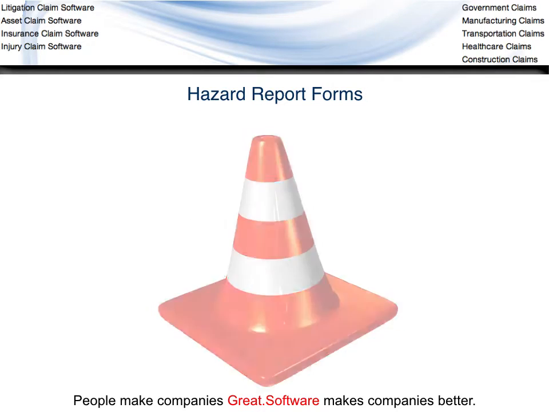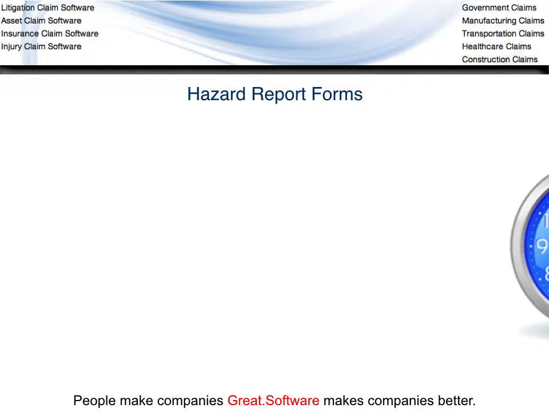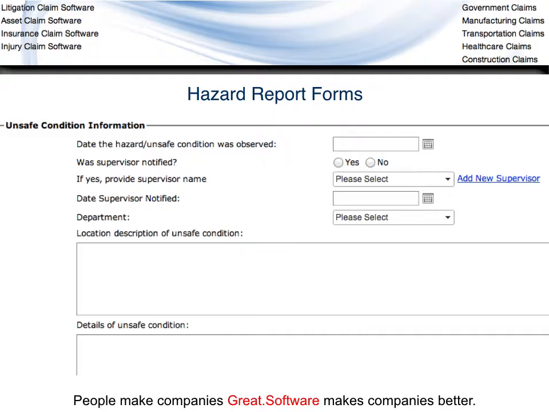A1 Tracker offers hazard report forms. This allows end users exposed to the hazard to report the hazard in a timely manner so that the hazard notification is routed to the correct facilities or safety supervisor. This helps ensure that quick action is taken to resolve the hazard to prevent an accident or injury.